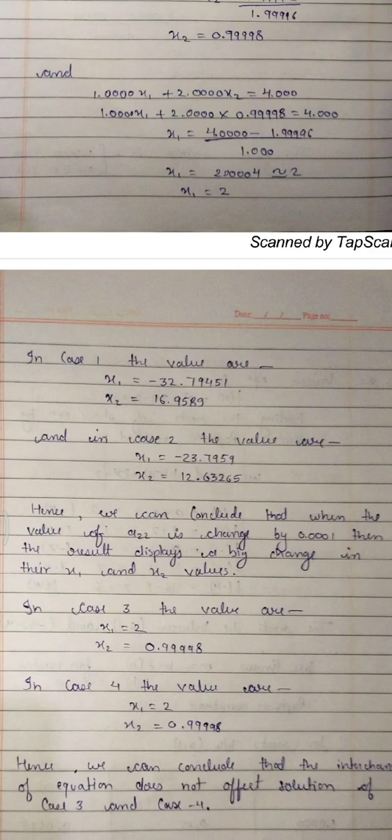But in case 3, the values are x1 equal to 2 and x2 equal to 0.99998. And in case 4, the values are x1 equal to 2 and x2 equal to 0.99998. So we can conclude that the interchange of equations does not affect the solution in case 3 and case 4.